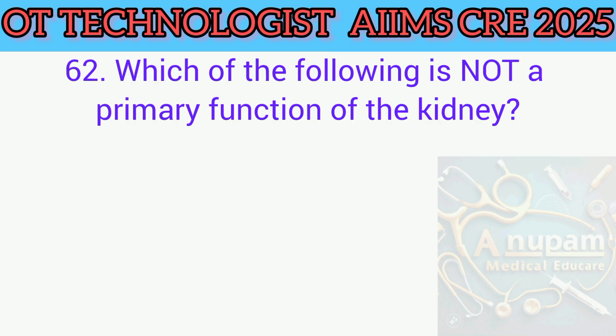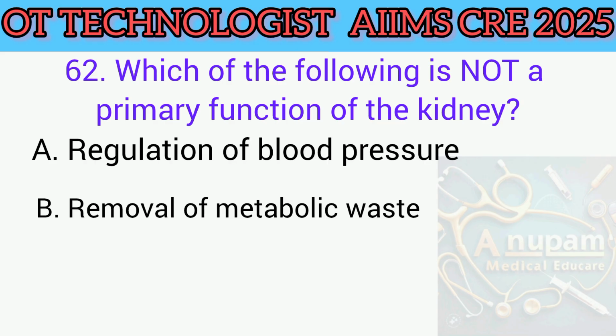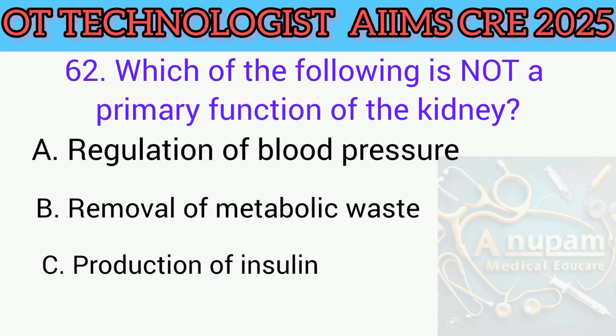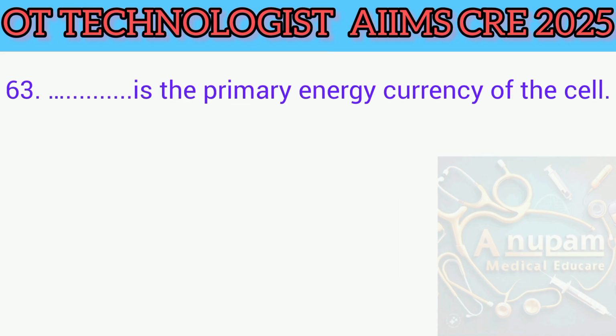Number 62. Which of the following is not a primary function of the kidney? Option A. Regulation of blood pressure. B. Removal of metabolic waste. C. Production of insulin. D. Maintenance of electrolyte balance. Right option, C.